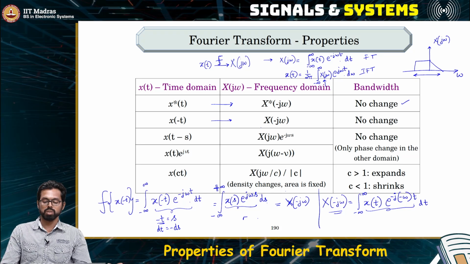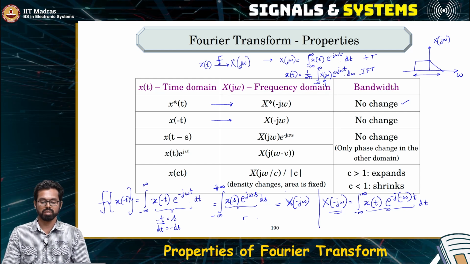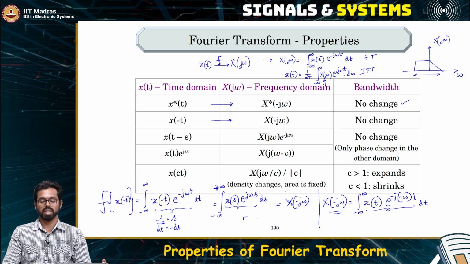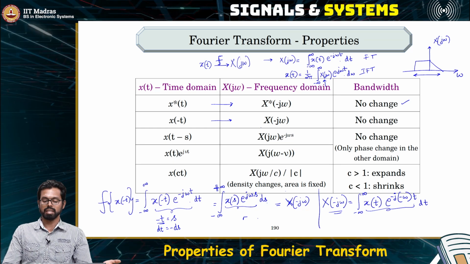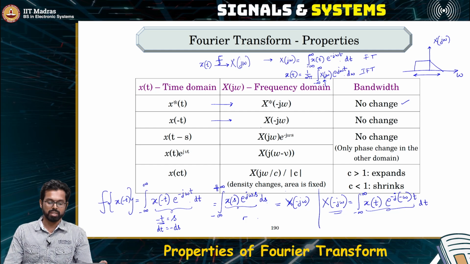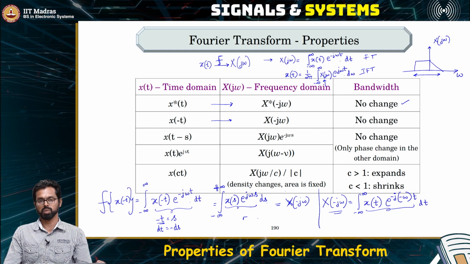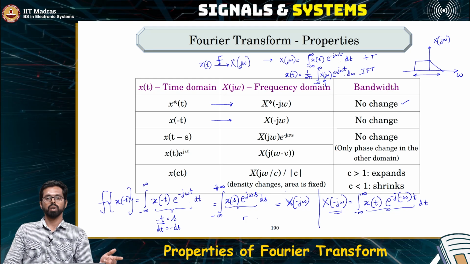So what is the intuition behind these transformations? It is very similar to what we saw in the case of Fourier series. So when there is time reversal, what happens? The time reversal results in the reversal of the direction of rotation of the phasors. So if a phasor was rotating in the clockwise direction, after time reversal it rotates in the anti-clockwise direction and vice versa.